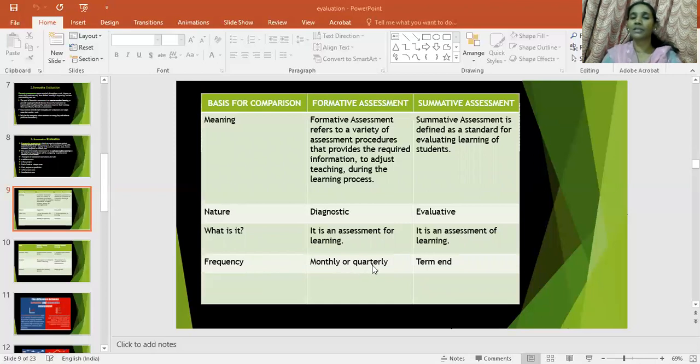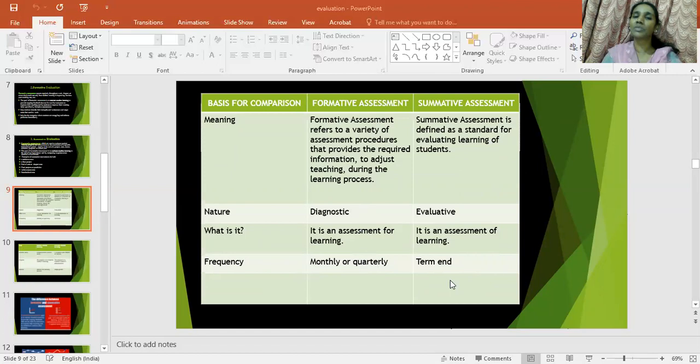It depends. For our PUC students, we conduct a first quarterly test, a second quarterly test, a midterm exam, and a preparatory exam. So these are regular, meaning we often conduct exams for the students. That is what formative assessment is.